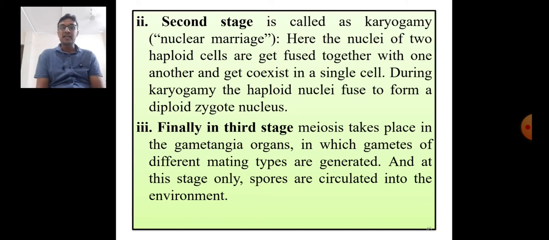Okay, now the third stage and the final stage. Finally, in the third stage, meiosis takes place. You are well acquainted with mitosis and meiosis; you have been studying it since the 12th standard. In the third stage, meiosis takes place in the gametangia organ, in which gametes of the different mating types are generated, and at this stage only the spores are circulated into the environment. Finally those spores go through germination and lead to the reproduction of a new fungi cell.